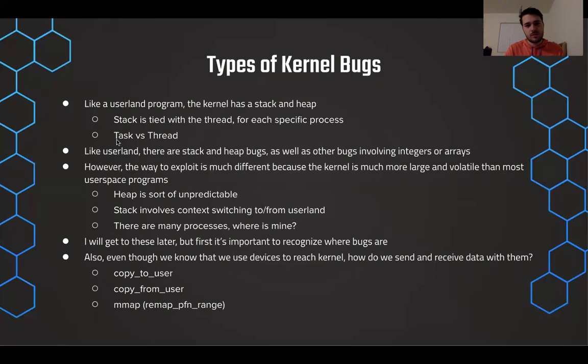There's also other types of bugs as well, like integer bugs, array out of bounds, format strings, all these different things. However, they're all exploited a little differently. The stack, like I said before, involves context switching when you're going between userland and kernel mode. There's not just a smooth transition. They have to do something with this interesting struct that I'm going to get into.